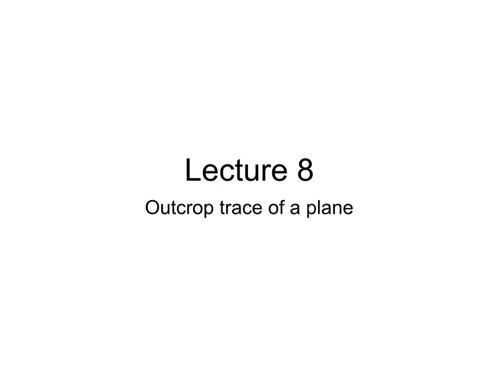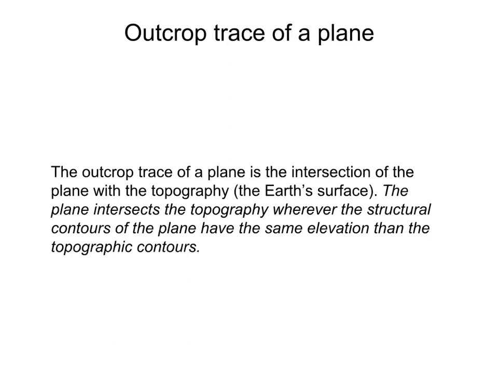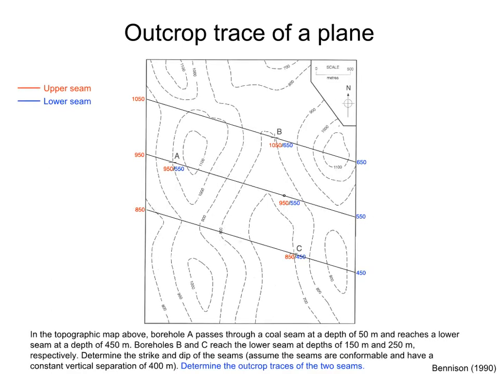Lecture 8, Outcrop Trace of a Plane. The outcrop trace of a plane is the intersection of the plane with the topography of the surface of the Earth. The plane intersects the topography wherever the structural contours of the plane have the same elevation as the topographic contours. Let's look at the example from the previous lecture.